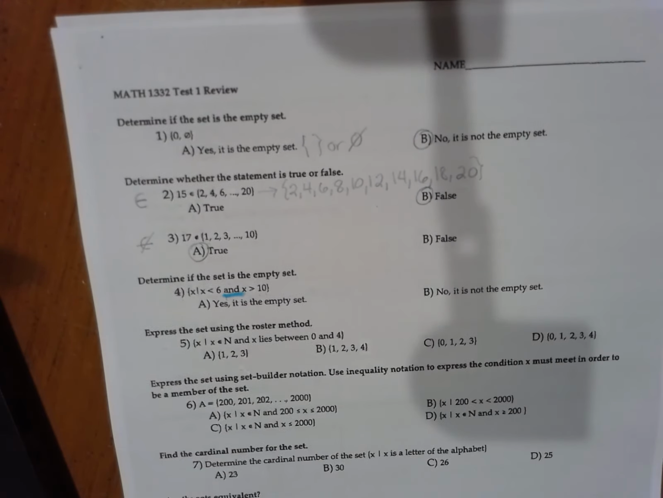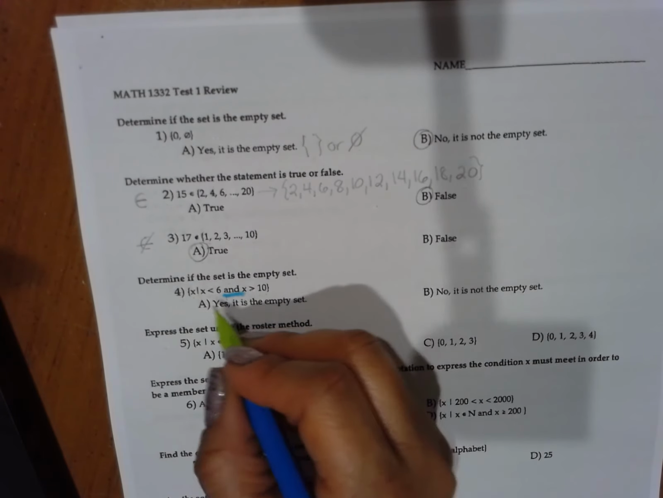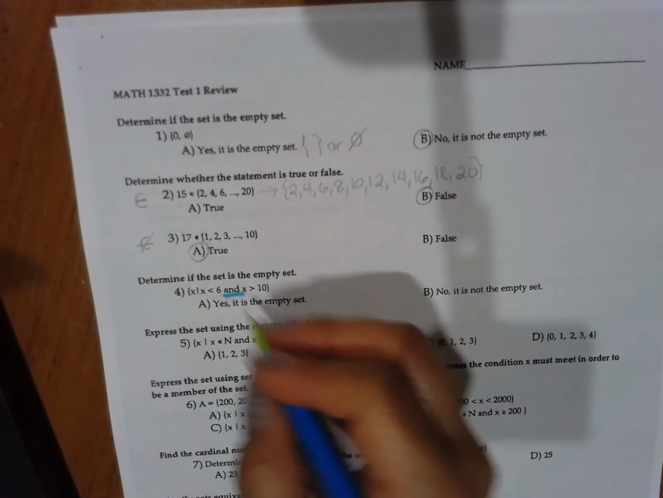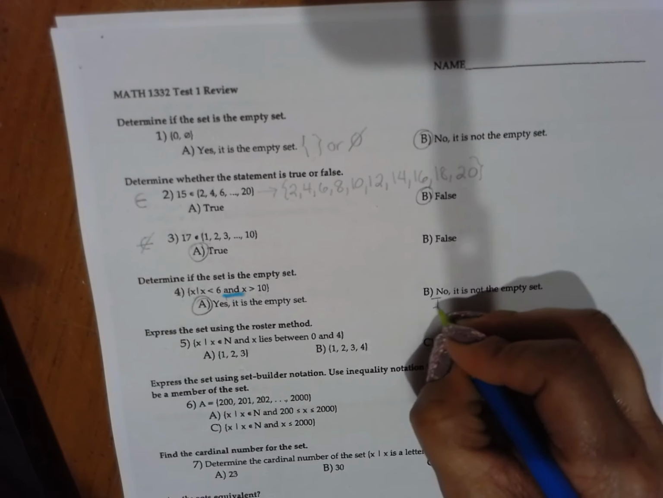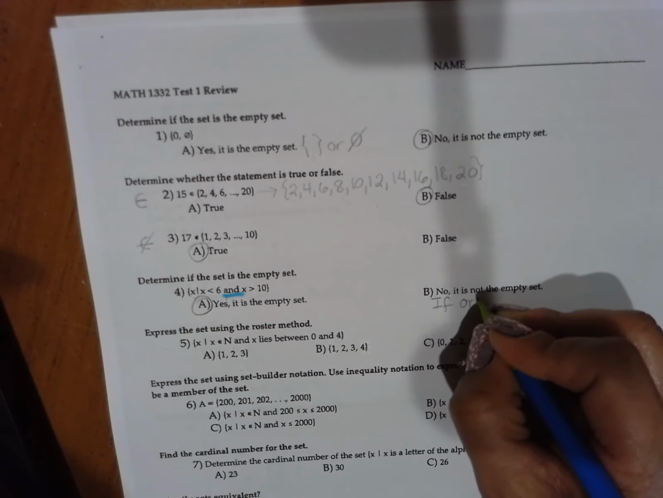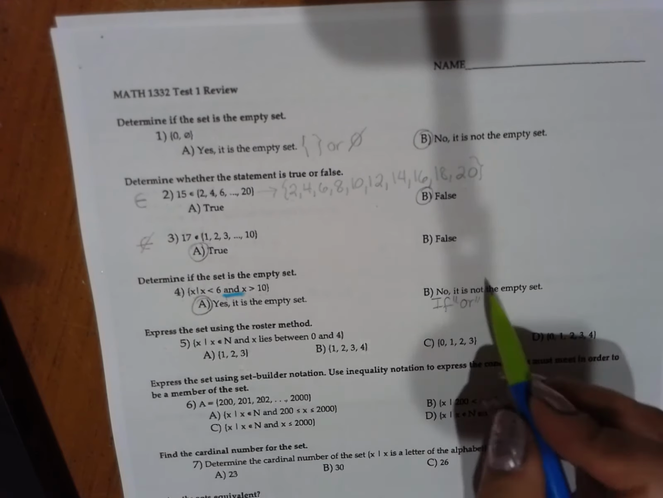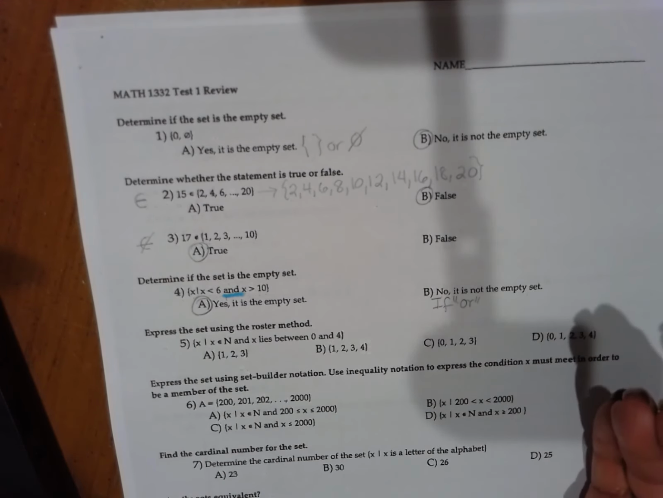Therefore, since we cannot find values of x that satisfy the given set builder notation, it will be a yes, it is an empty set. If it was with an or, that means if it was x is less than 6 or x is greater than 10, we would have said it's not an empty set, because you are able to find numbers that are less than 6 and greater than 10. Therefore, it would not have been an empty set.